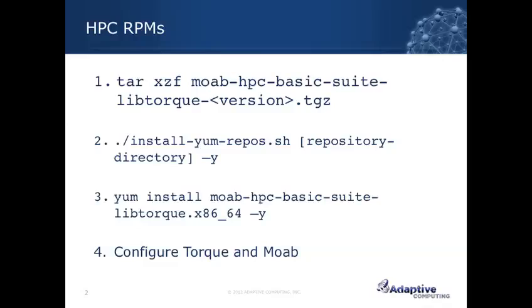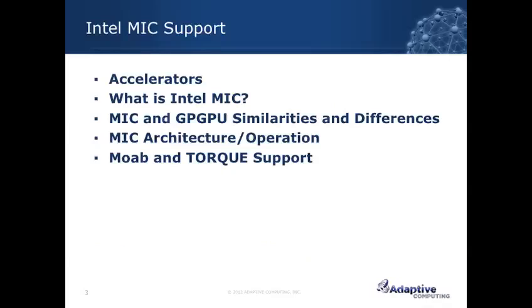First of all, with 7.2 we are shipping HPC RPMs. What we're trying to do is have a very easy process to install the product. We've heard time and time again from our customers that they want things to just work and be a lot easier to do. So all you do is basically untar the basic RPMs, install your repos, and run yum install, and you can configure Torque and Moab. That is a much easier process now.